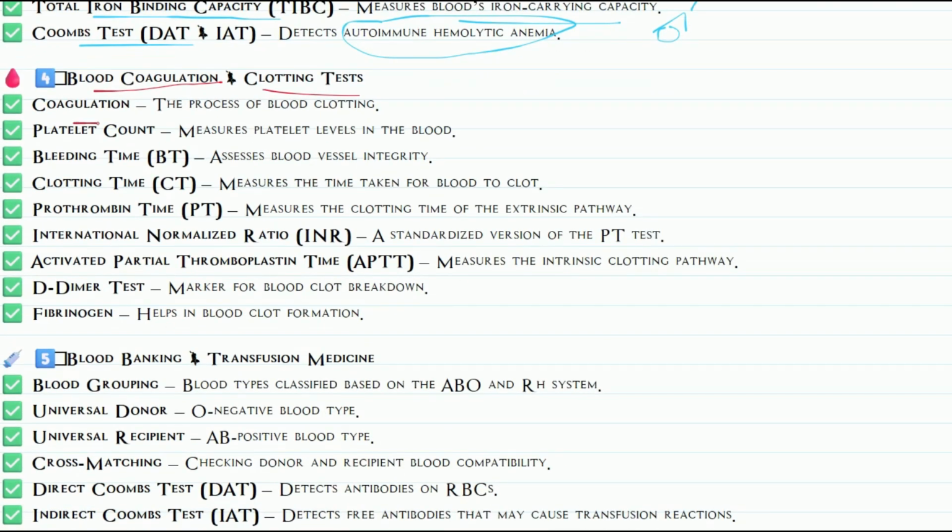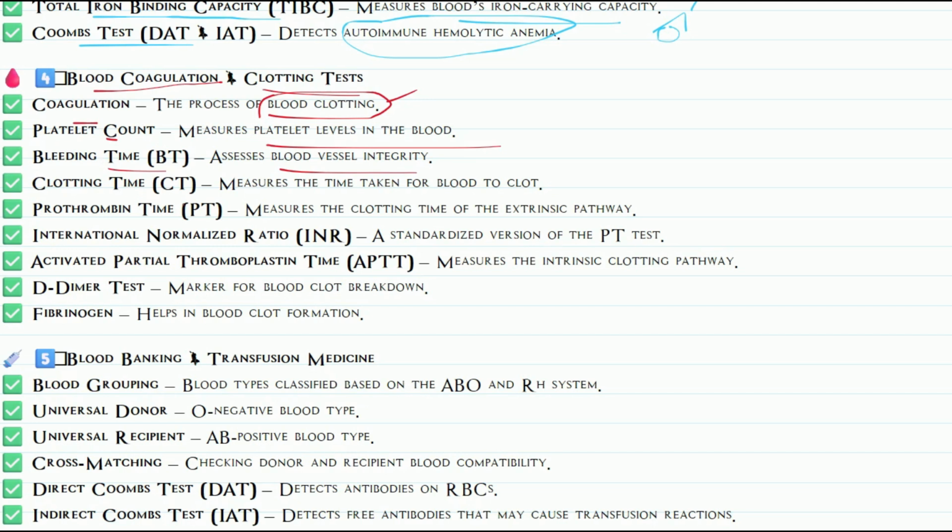Next, we have coagulation. The process of blood clotting is known as coagulation, right? Platelet count is a part of clotting. If we have a low platelet count, the patient will bleed; it measures the platelet level in the blood. BT assesses the blood vessel integrity. So how the blood vessel is working, whether properly or not, will be measured by BT, bleeding time.